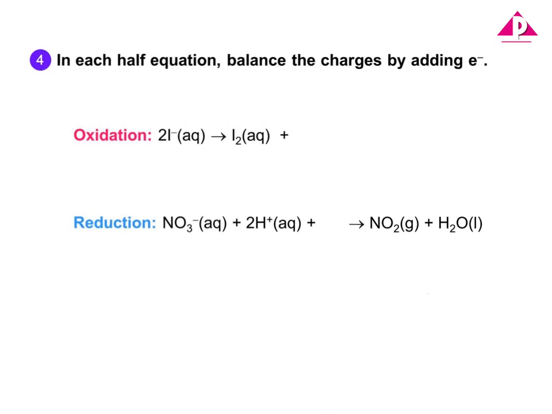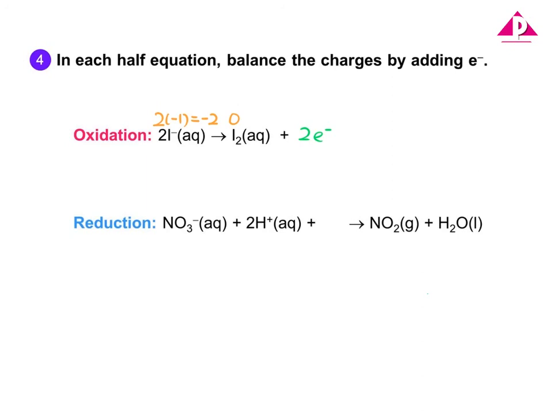For the oxidation half equation, there are 2 iodide ions on the left-hand side. As the charge of an iodide ion is -1, the total charge on the left-hand side is -2. On the right-hand side, there is one iodine molecule which does not carry any charge. Hence, the charge on the right-hand side is 0. So we add 2 negatively charged electrons to the right-hand side. Now the total charge on each side of the half equation is both -2.